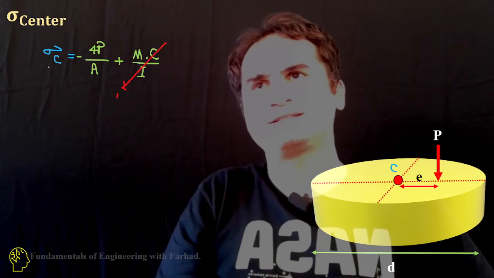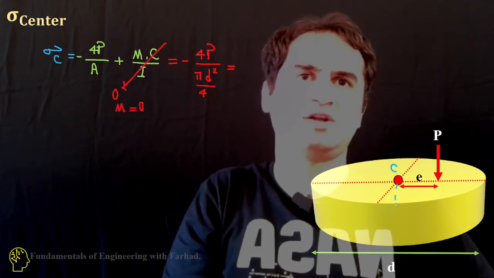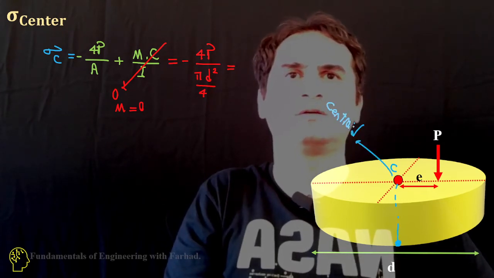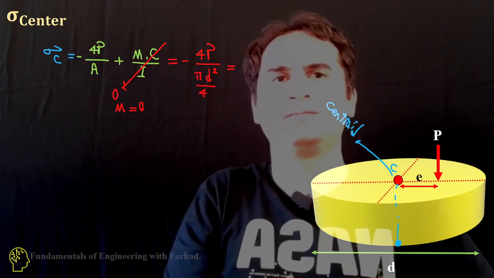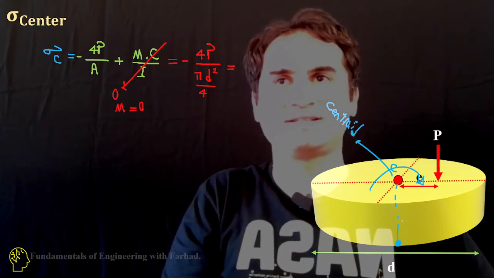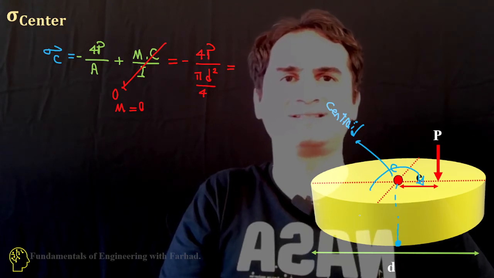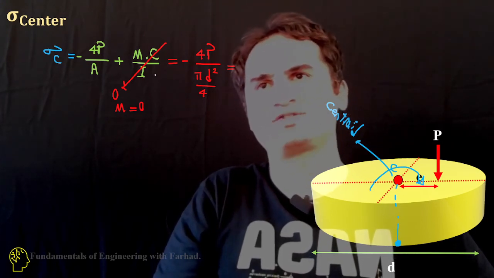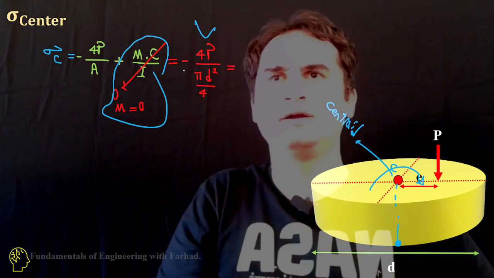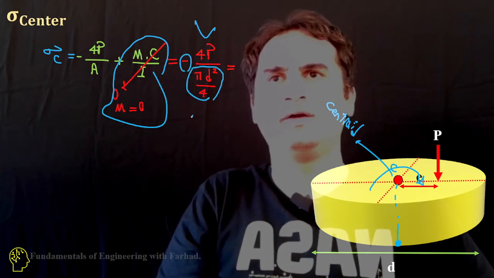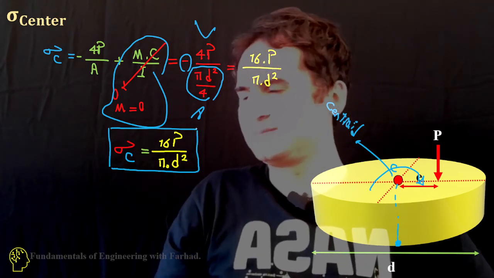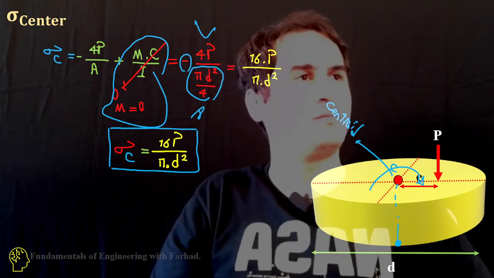And likewise, sigma at the center: if you go down to the centroid of our foundation, the moment doesn't create any stress there, because there is no distance to calculate that stress. So the moment term goes to zero, and we just have a push of 4P over the area of the foundation. That's 16 times P over pi times D squared. Thank you. You'll solve more problems on foundations.